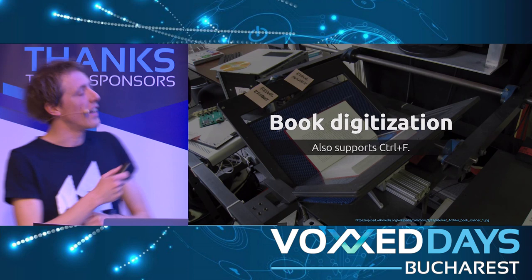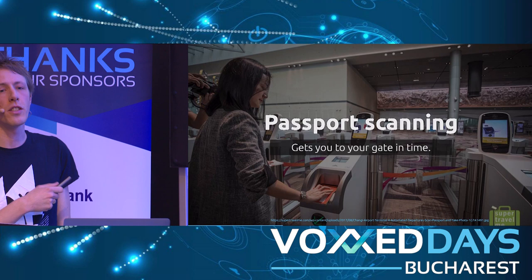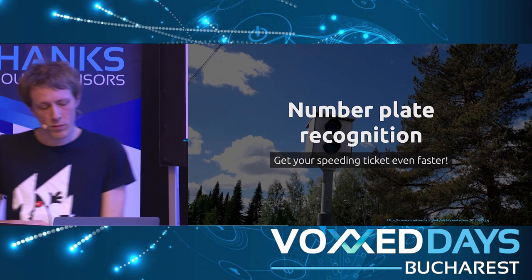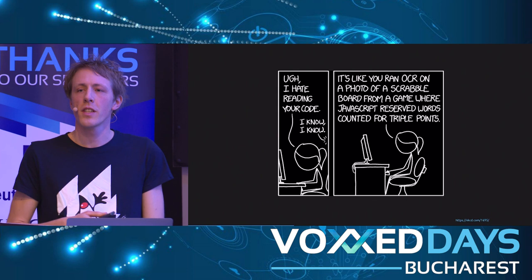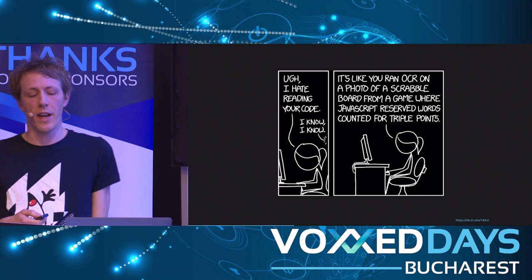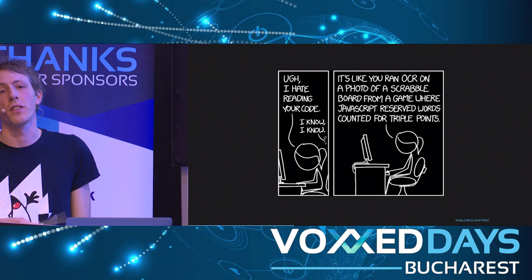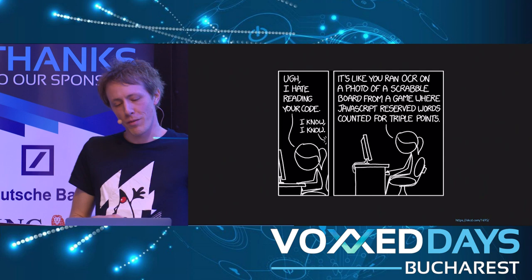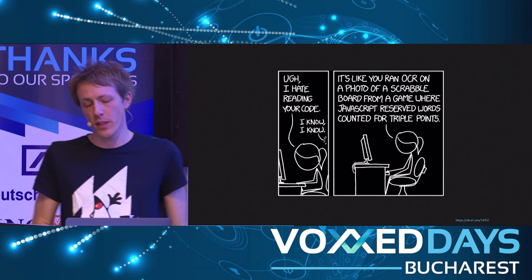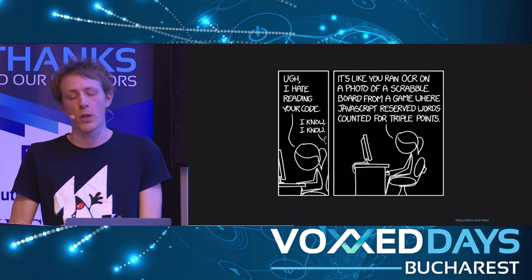Also, book digitization. So you digitize a book on one of the machines that's displayed on the screen, and if you've done that, you can just press Control F and search your book instead of flipping through the pages. Passport scanning. I got here by scanning my passport, and it recognized the number on the passport card, and it saw that there was a passenger checked in with that passport identification number, so I could pass through to the gate. And number plate recognition. If you're speeding a lot, you'll know about this one. Your government will make sure that your speeding tickets arrive even faster because of OCR. So OCR is everywhere nowadays, even in XKCD comics. And you know, if something has been in an XKCD comic, well, then it's everywhere, and then it's very important too.